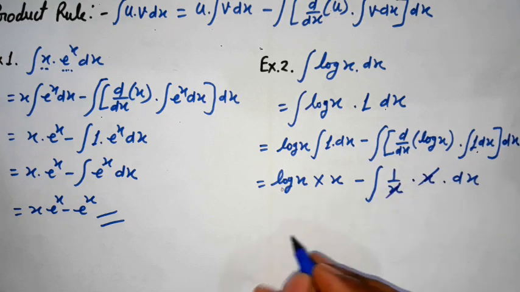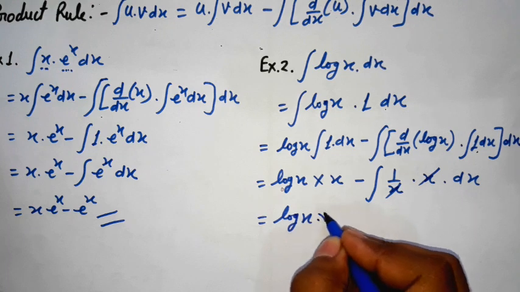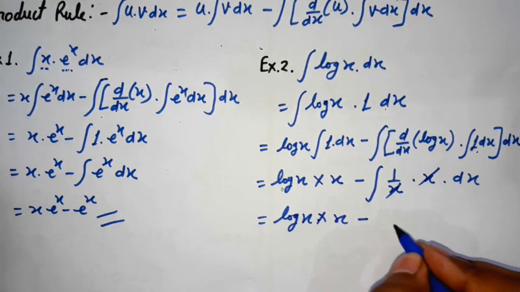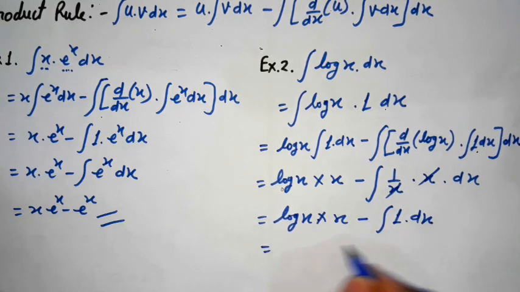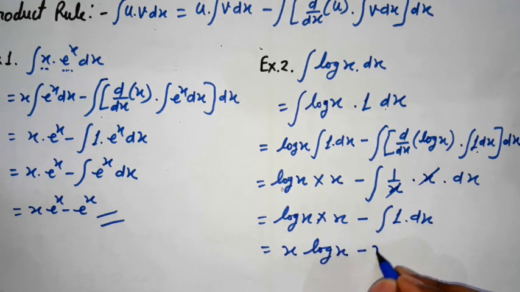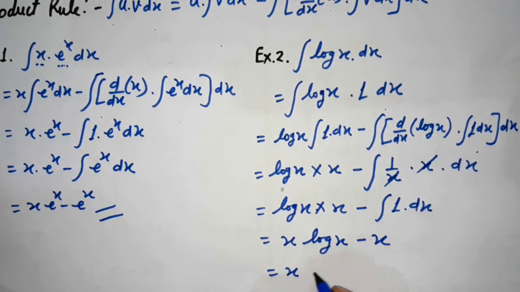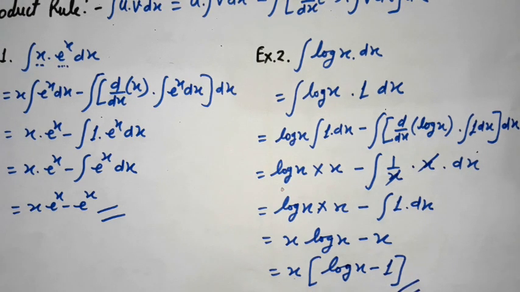Then x will cancel, so this will be log x into x minus integration of 1 into dx, and integration of 1 is x, so this will be x log x minus x. We can take x common, so this equals x (log x minus 1). This is the final answer of this question.